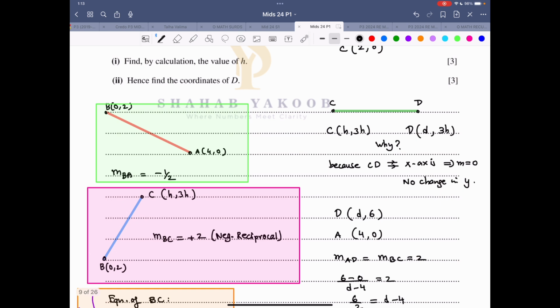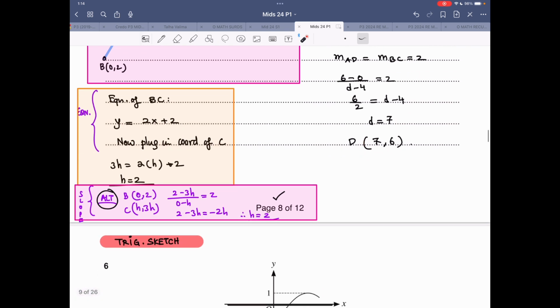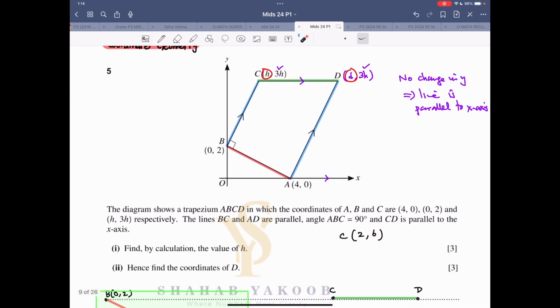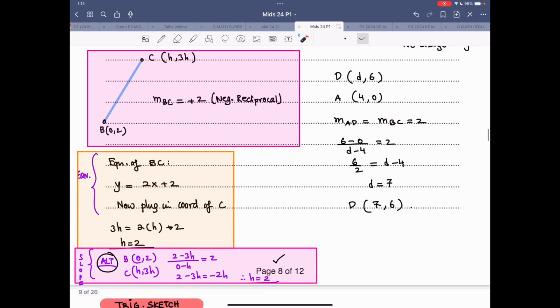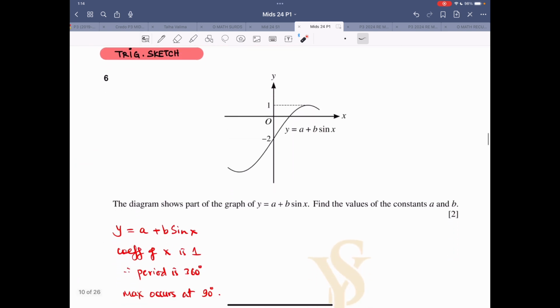The coordinate of D should be D comma 6. Why? Because since CD is parallel to x-axis, gradient is 0, there is no change in y. So now I've applied the gradient formula and I found the value of D. D comes out to be 7. Therefore, the coordinates of D is 7 comma 6. A lot of people took it for granted. That is why I always say, do not underestimate coordinate geometry. It strikes you back.